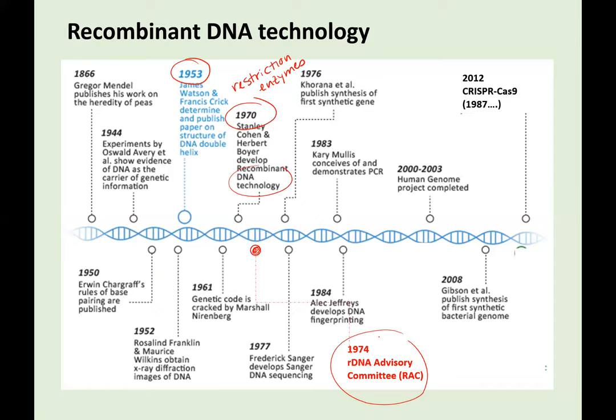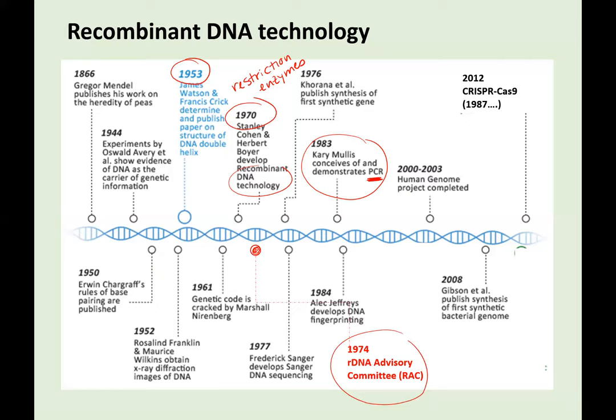So another really important discovery was figuring out polymerase chain reaction, PCR. So this is something we'll talk about. This is how we can amplify DNA so that we can get enough of it to work with.